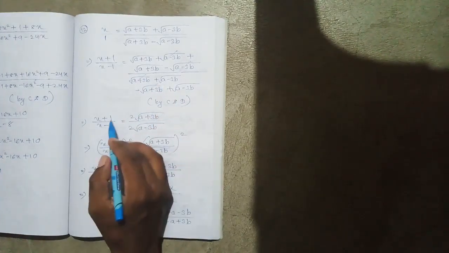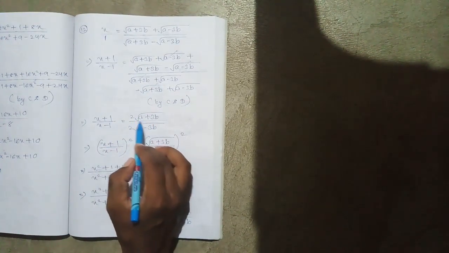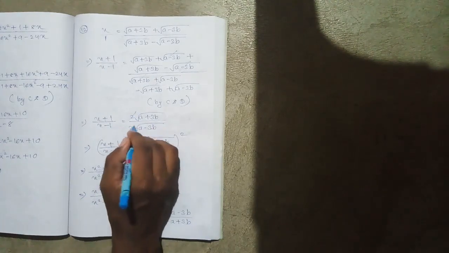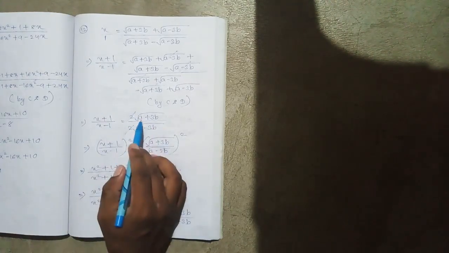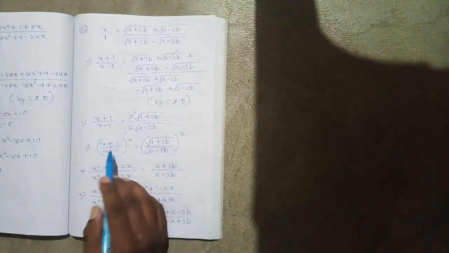So we get (x+1)/(x-1) = 2√(a+3b) / 2√(a-3b). The 2 cancels again. The only problem is the root. So how to remove that? By squaring on both sides.